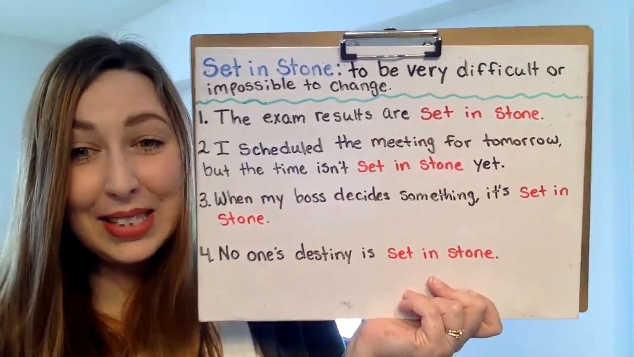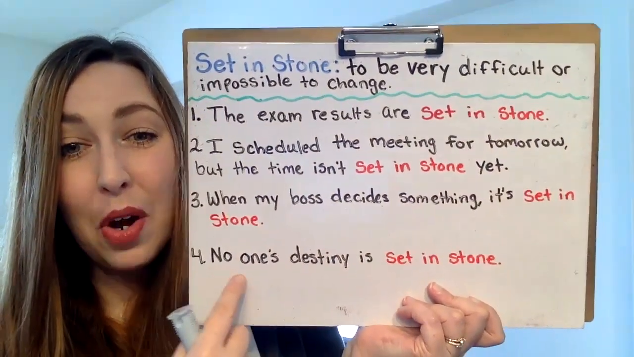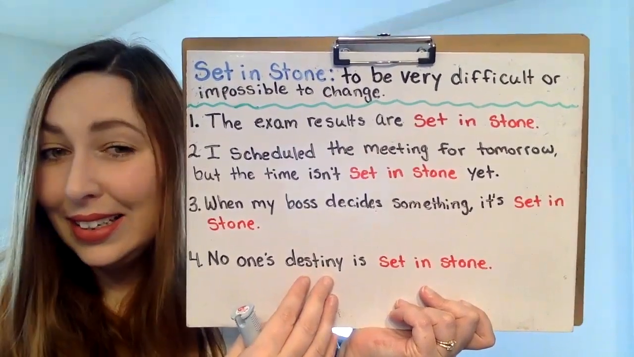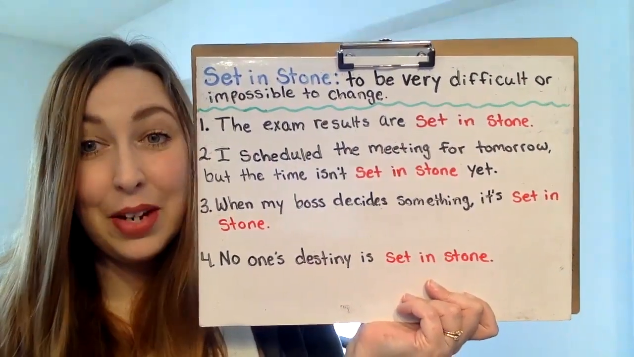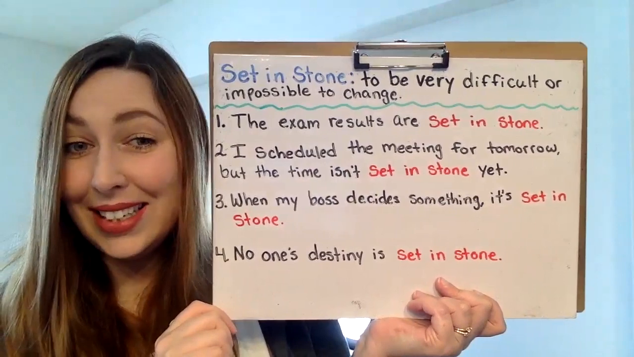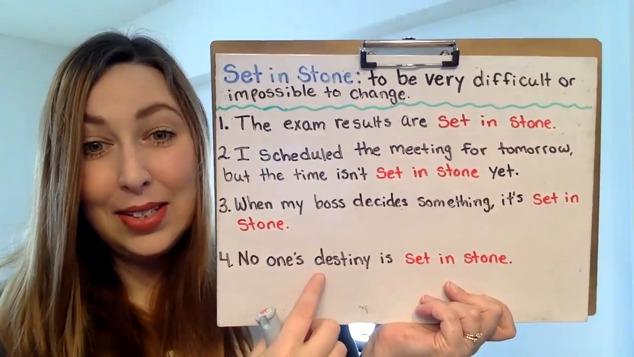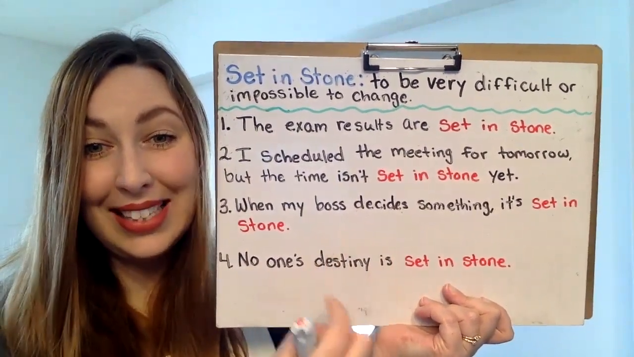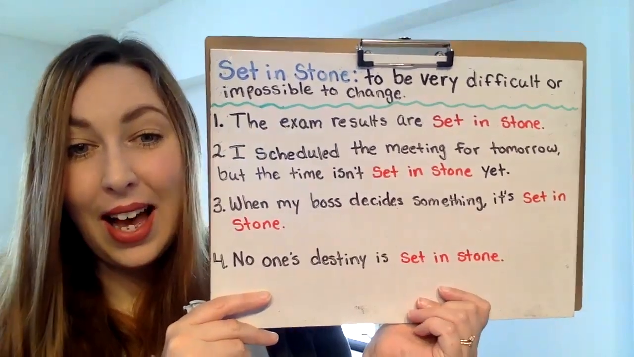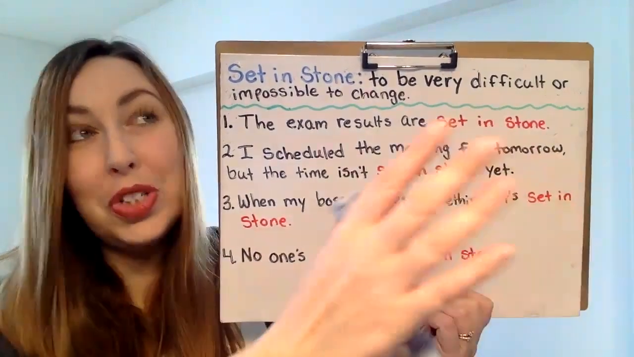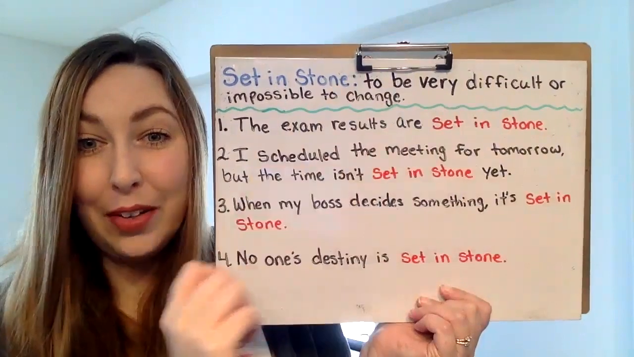Okay, last one, number 4. No one's destiny is set in stone. Do you know what destiny means? Destiny. So destiny is like your future, how your life will go in the future.